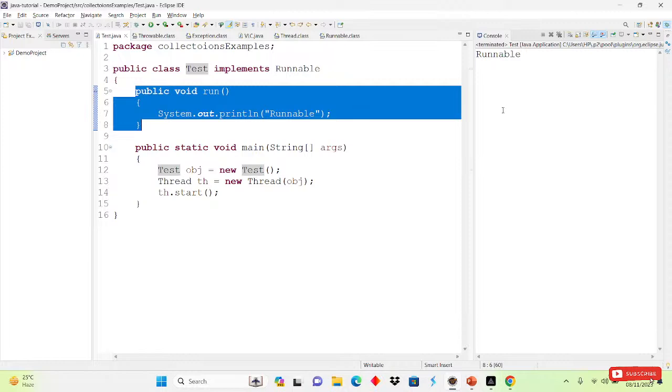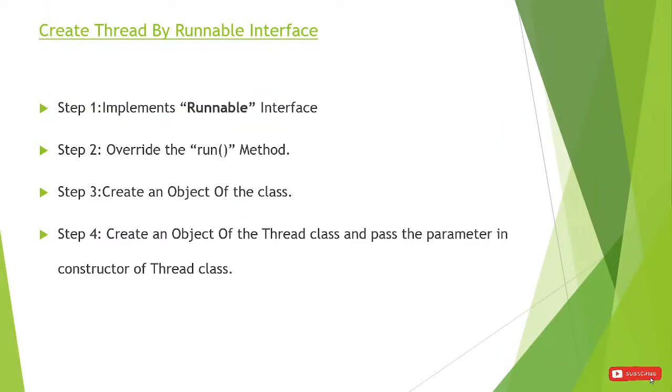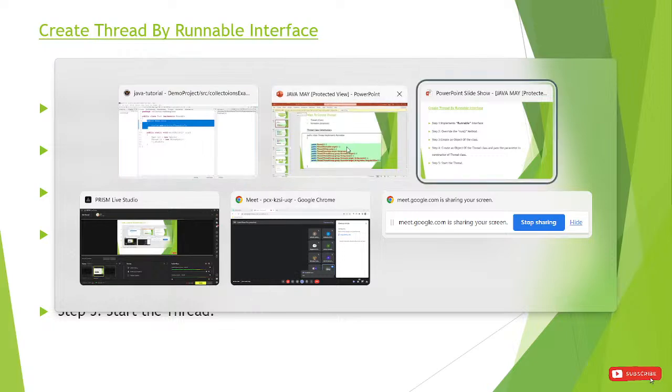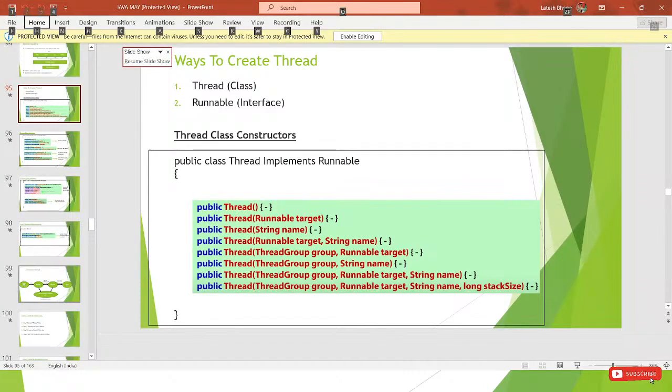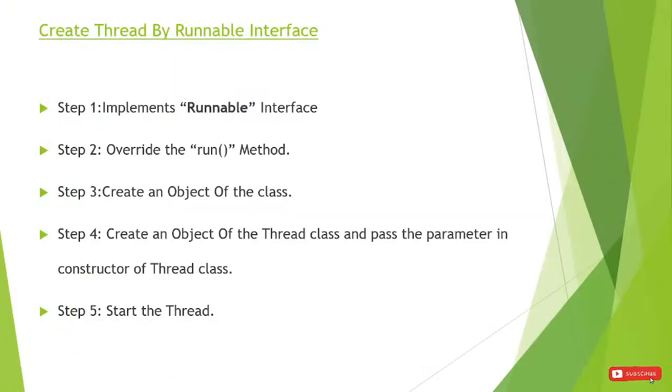First one is with the help of the Thread class, and another is with the help of the Runnable interface. If you want to create a thread with the help of the Runnable interface, we have five steps. But if you want to create a thread with the help of the Thread class, we have only four steps, right? We have only the four steps inside the Thread class.